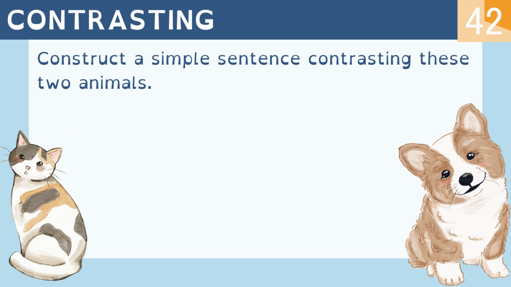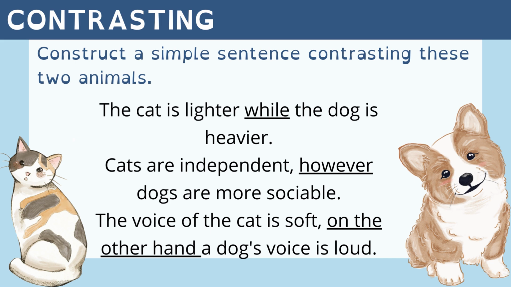Okay, time's up. Now, let me show you my sample sentences that contrast these two animals. Right here, I have written: The cat is lighter while the dog is heavier. Cats are independent. However, dogs are more sociable. The voice of the cat is soft. On the other hand, a dog's voice is loud. The signal words I used to construct my sentences are while, however, and on the other hand.